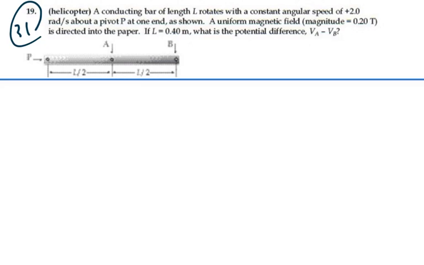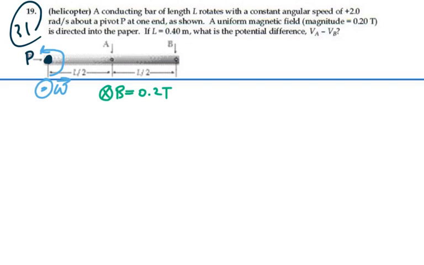Let's look at this situation for this blade moving about this pivot P. We're told we have a positive angular velocity, which means the angular velocity vector would be out of the page. By the right-hand rule, that means we are going counterclockwise, and we have a magnetic field that's into the page. The value of that is 0.2 Tesla.